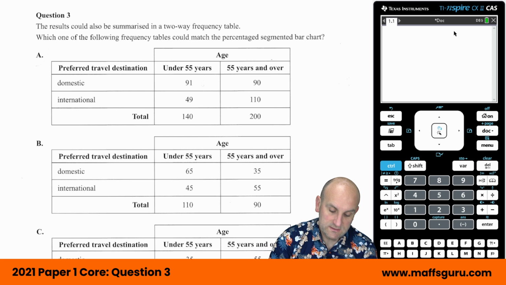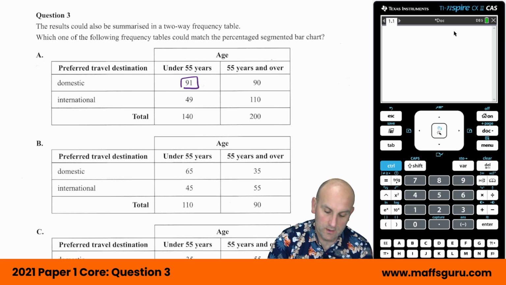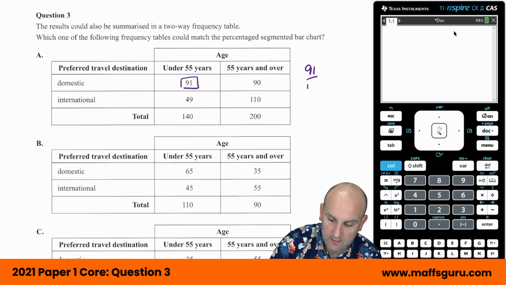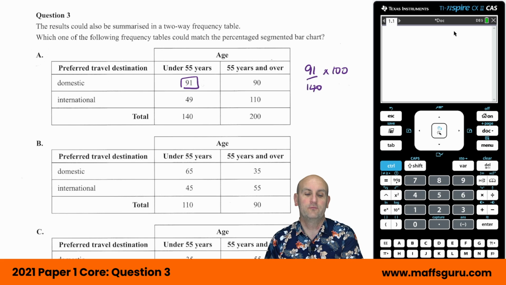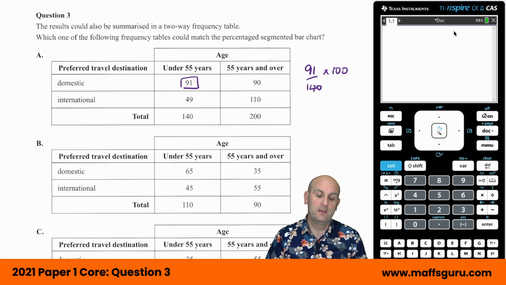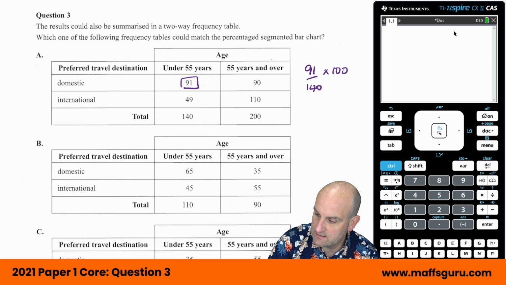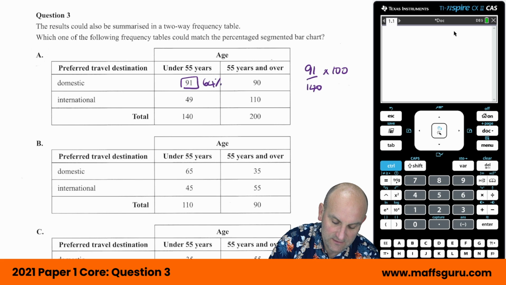So what I did then was I said, well, okay, let's take this 91 here and divide it by 140. When I do 91 divided by 140 and turn it into a percentage, because these are the raw values, these weren't percentages, you would have to convert them. When I did 91 divided by 140 times 100, it gave me 64%. All right, so roughly 65%.